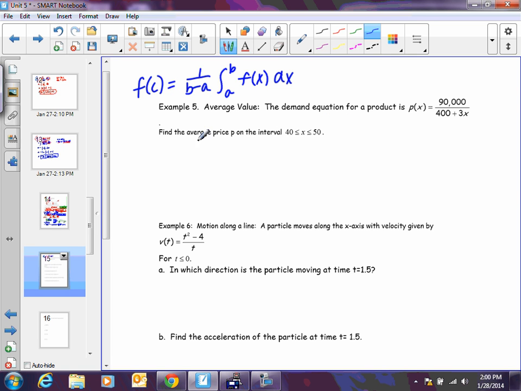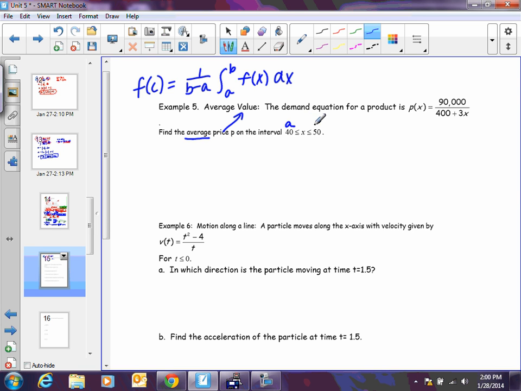All right, so when you see the word average, there's two different contexts that I could be talking about. One is average rate of change. Okay, so if I was talking about average speed, I might be talking about AROC, average rate of change, slope. But price is not a rate of change. Okay, that's your clue that we're talking about an average value. All right, that means we're going to integrate.